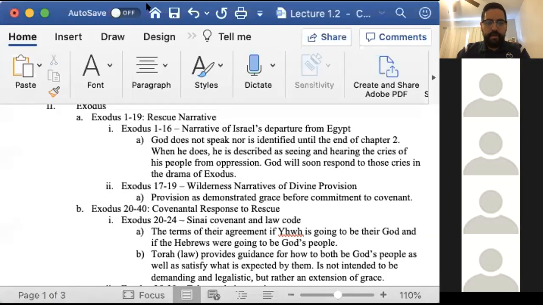Okay, there you go. And then the next section is covenantal response to rescue. And so you have Yahweh who redeems Israel and then creates a covenant. And I've brought this up before, but I'll bring it up to you again, that this will mark a way and hopefully a shift in our understanding, especially of the way.